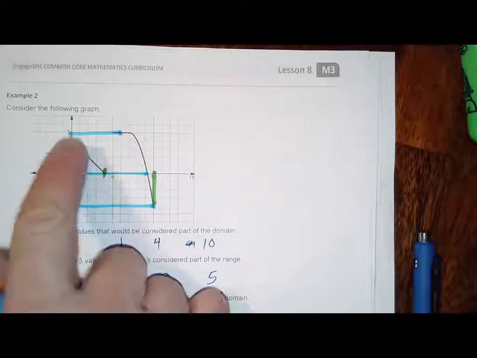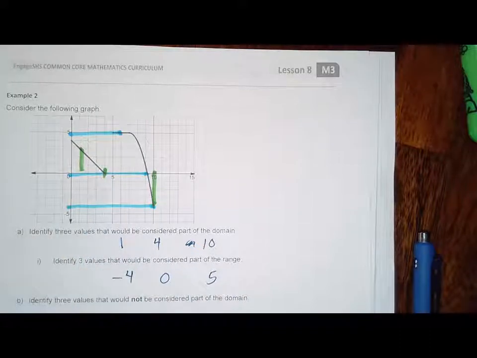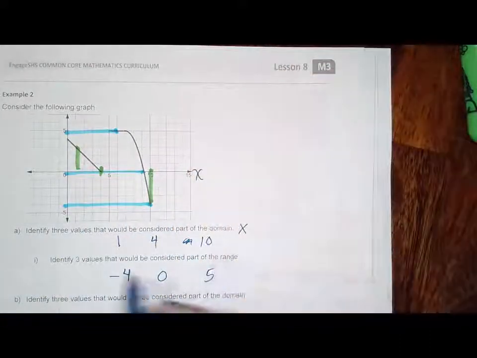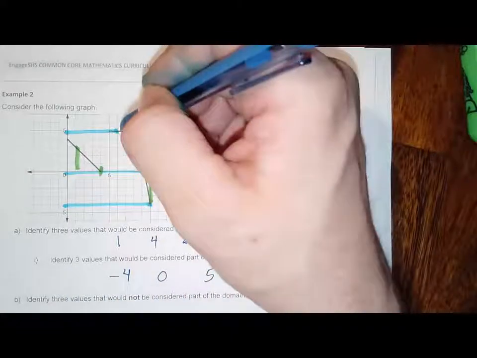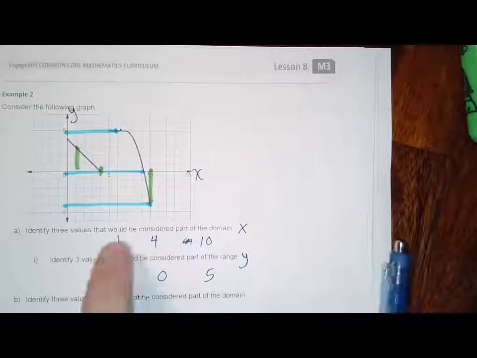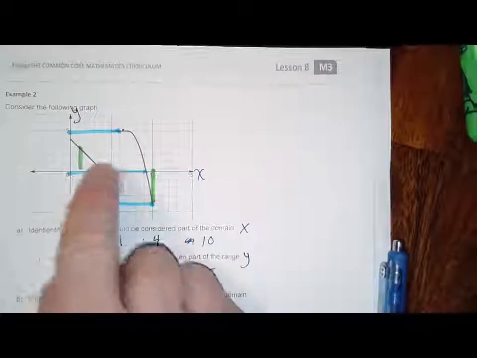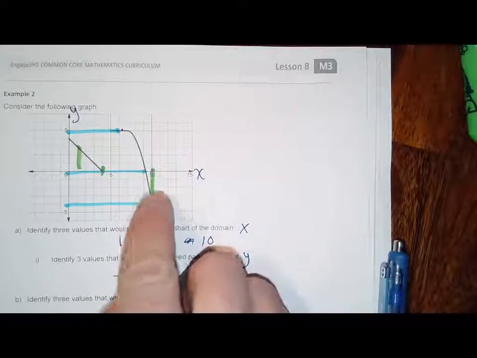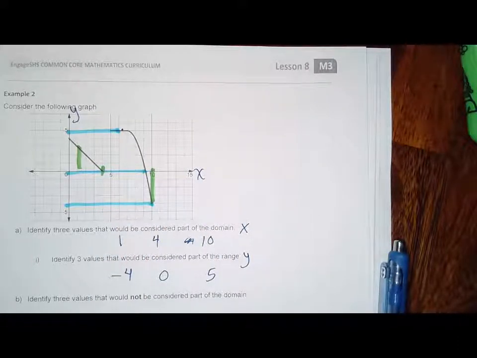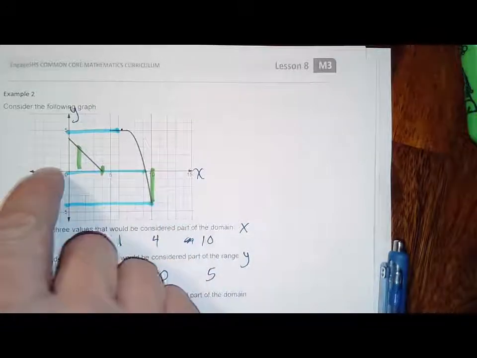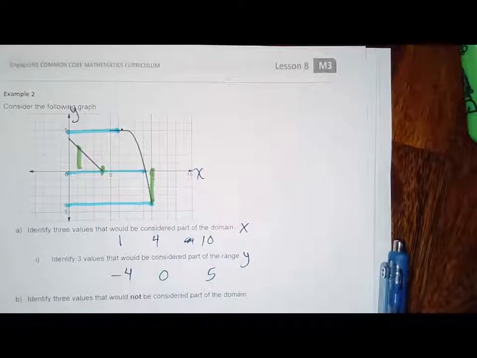Interjecting, notice that for domain, you pick a spot on the graph and go to the X-axis. Label: domain, X. For range, you pick a spot on the graph and go to the Y-axis. And so these are three numbers where I picked, picked, picked, and went to the X-axis. I drew this wrong. Picked and went to the X-axis. Same thing for Y. Picked, went to the Y-axis, three times.